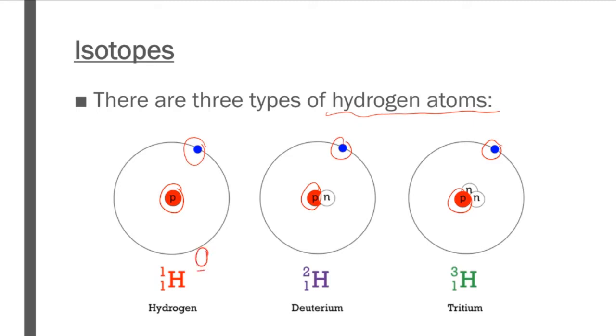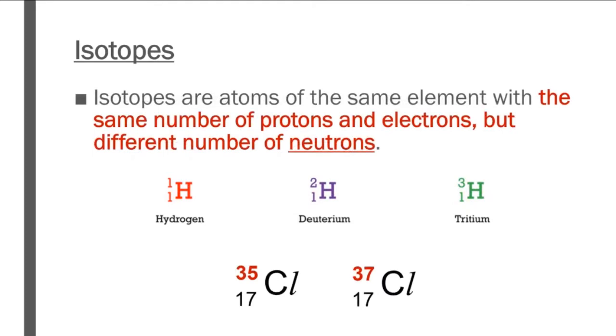In the first one, there's 0 neutrons. In the second one, there's 1 neutron. There's 2 neutrons. The term that we use to describe such atoms are isotopes. So isotopes are atoms of the same element with the same number of protons and electrons but a different number of neutrons. So everything else is the same except for the number of neutrons. So as a result, the nucleon number will be different for all these atoms. You can see over here for hydrogen, the nucleon number that's represented at the top, they're all different because of the difference in number of neutrons.